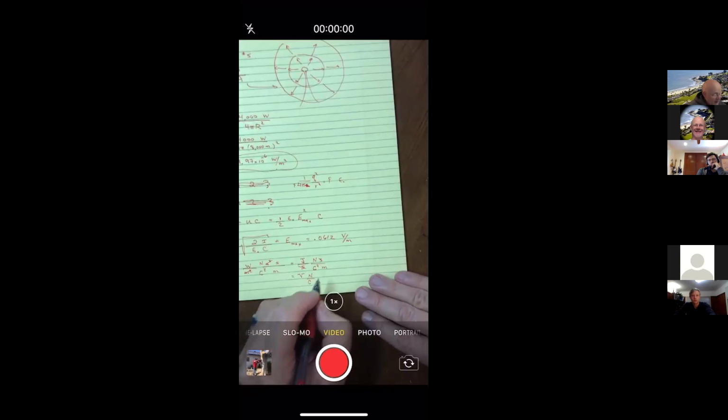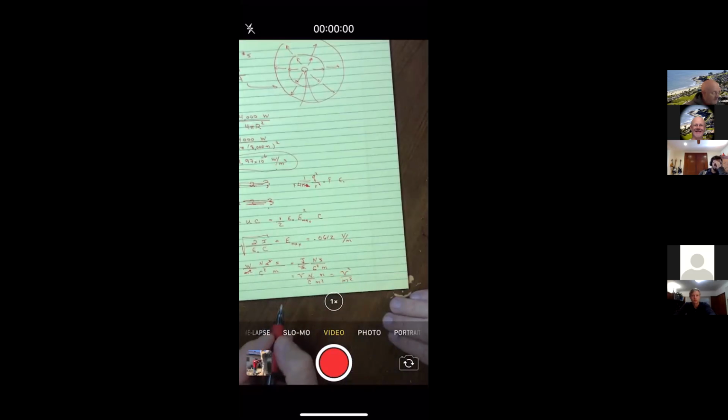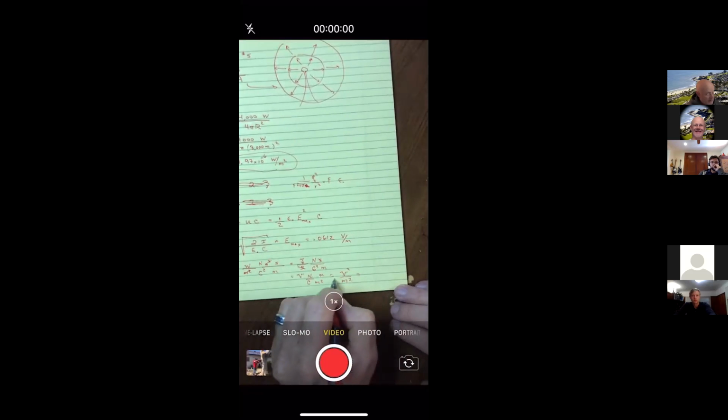So then if I multiplied the top by a meter and the bottom by a meter, this right here would be a Newton times a meter, which is a joule, and a joule per coulomb is another volt. So that's volt squared over meters squared. Good. And now when I take these square roots, I get a volt per meter.